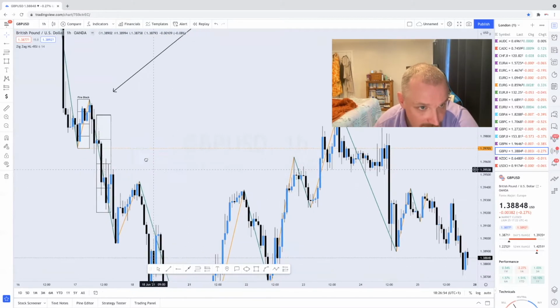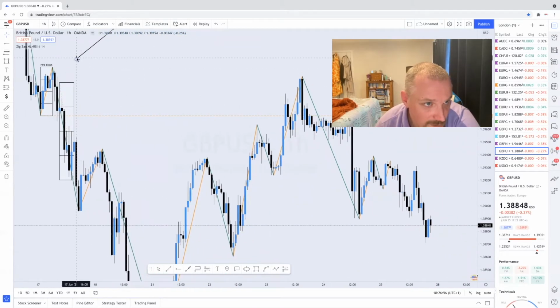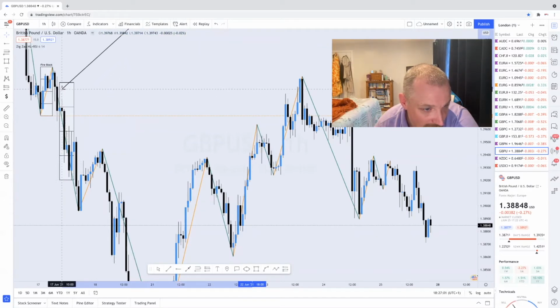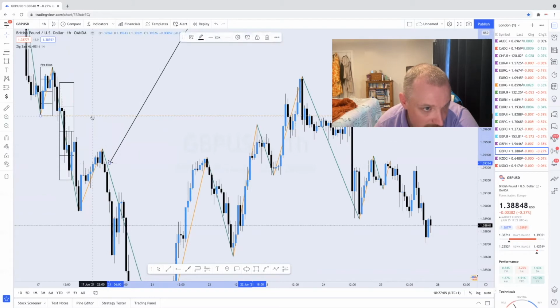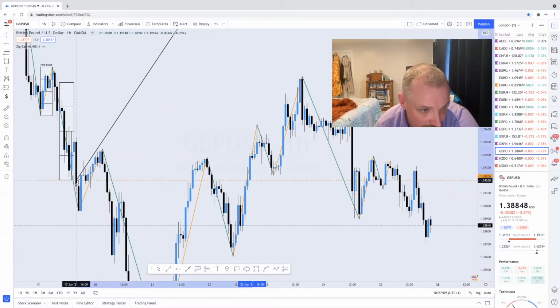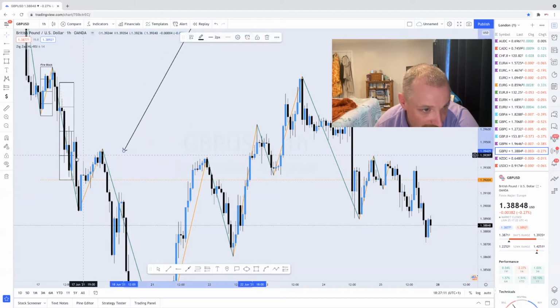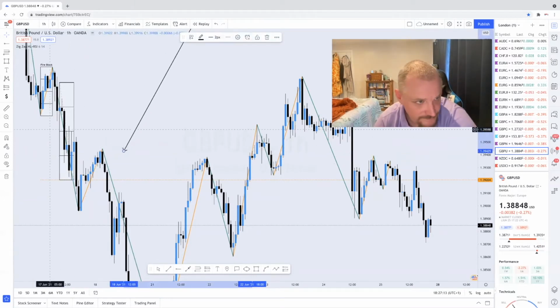So what you've got is, again, as we come down, we've had the push, okay, from the high here down to this area here. We've had the pullback. You've had the breakout from there, and then from there you've had the retracement. And again, I talk about the 50%.